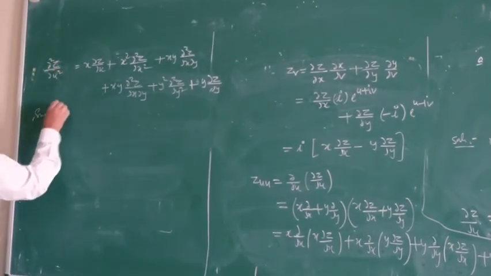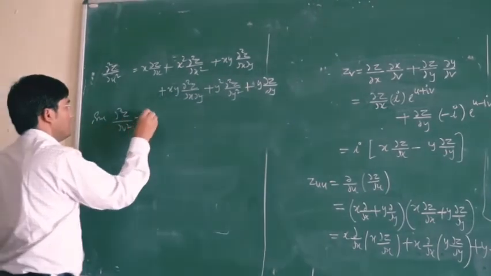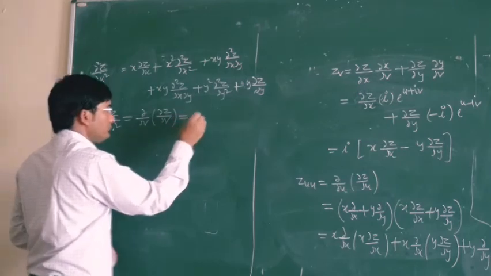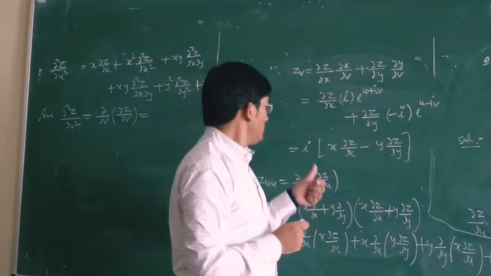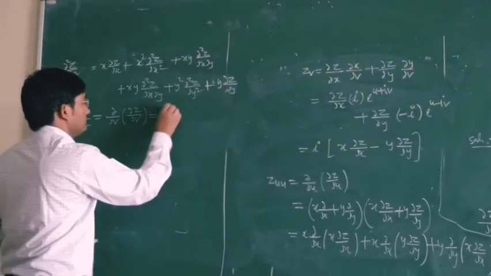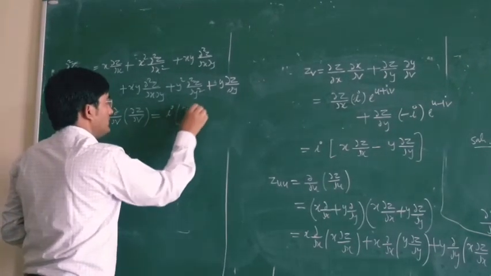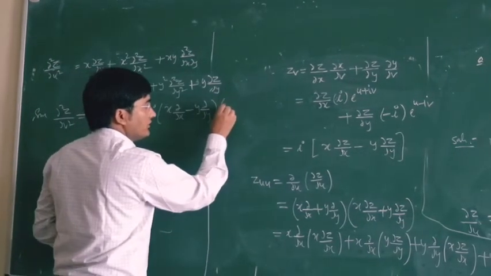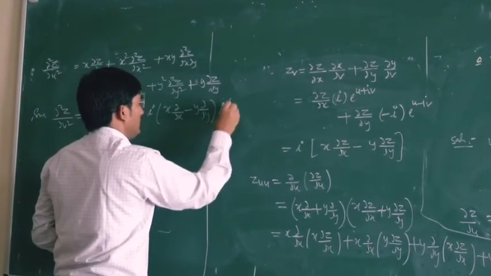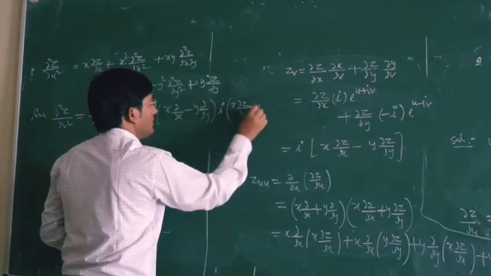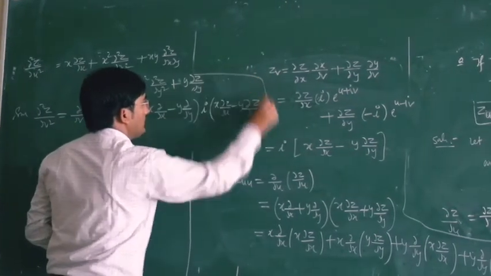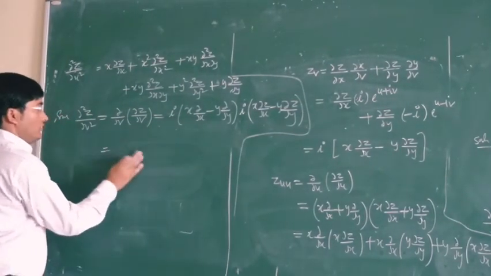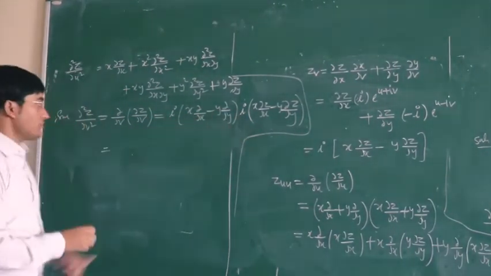Similarly, your del 2 z from del v 2 will be del by del v of del z by del v. So this is equal to del by del v is your i times x del by del x minus y del by del y. Then the second term will be i times x del z by del x minus y times del z by del y. Now again your i into i will be i square, which is minus 1.